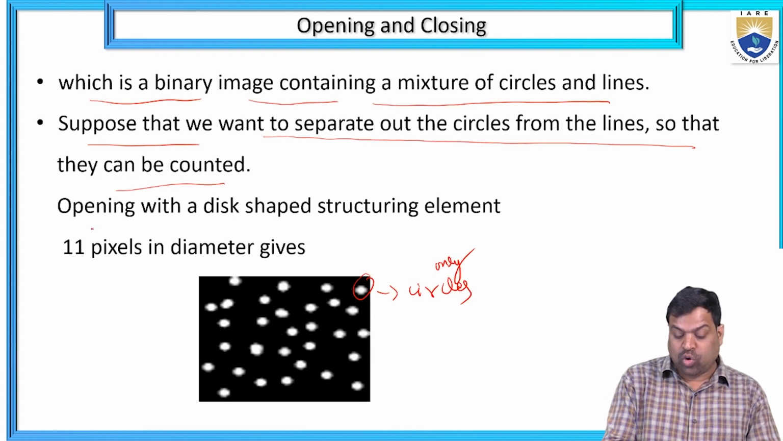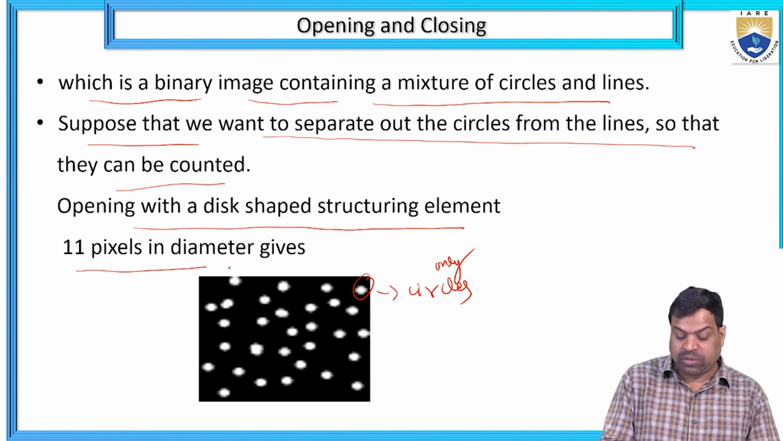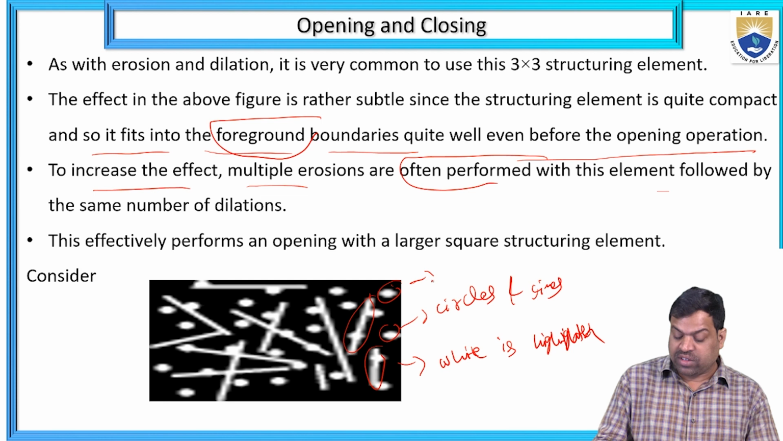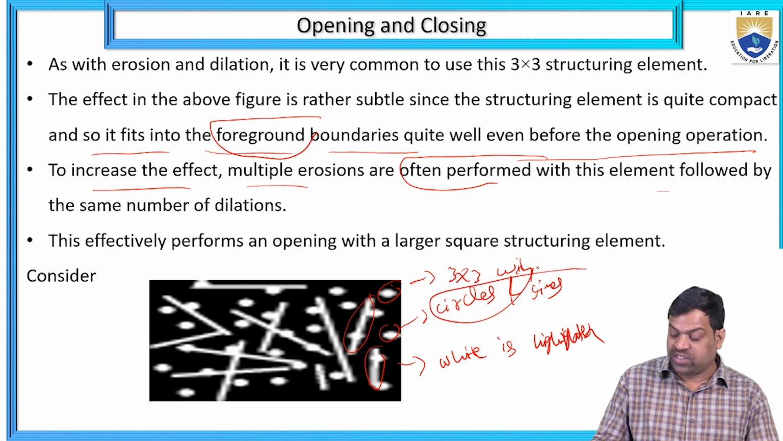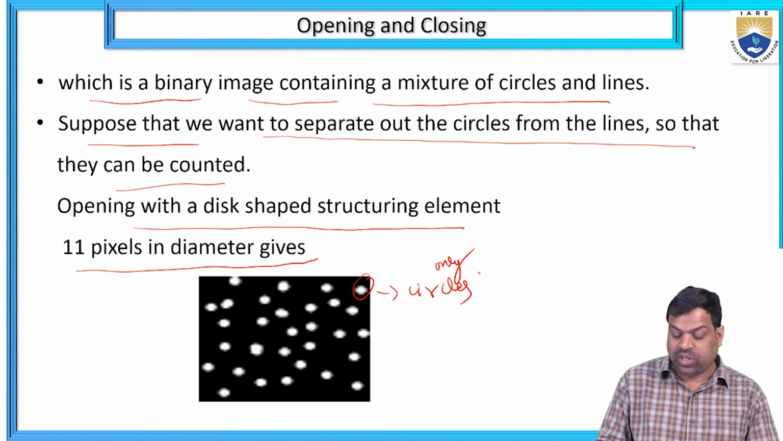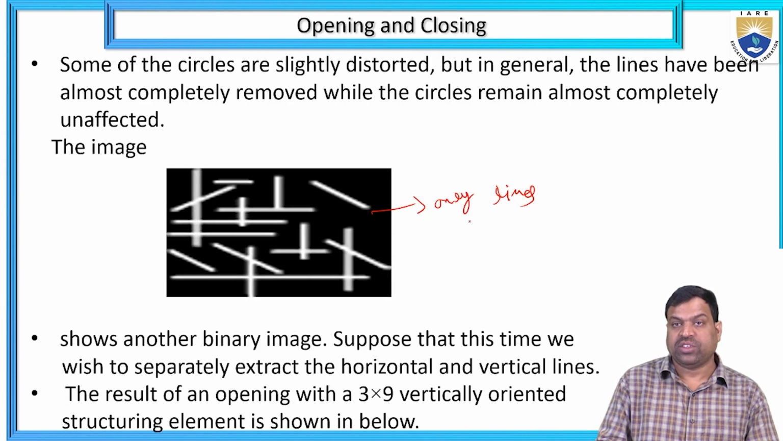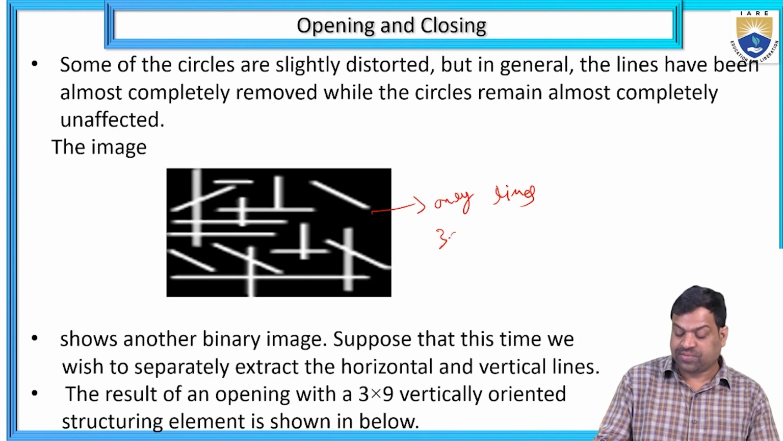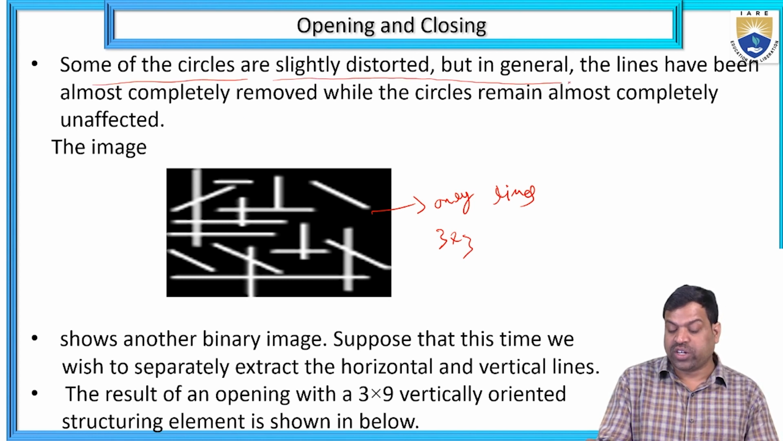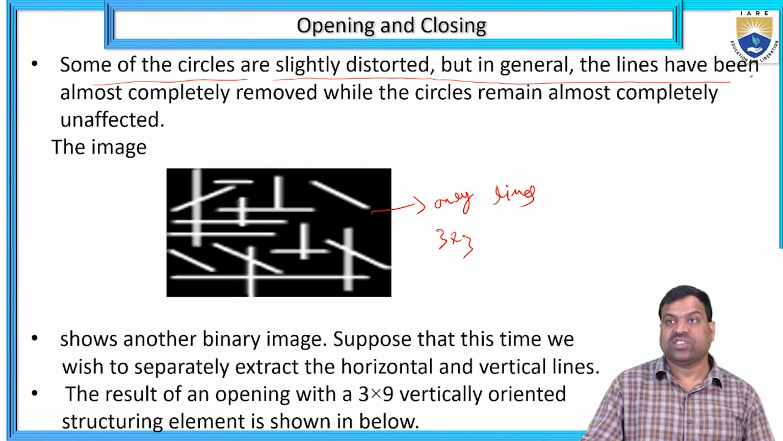Opening with a disc shaped structuring element 11 pixels in diameter is given. Here, the 3 by 3 matrix with circles and lines. Here, 3 by 3 with only circles. Here, 3 by 3 with only lines. Some of the circles are slightly distorted, but in general the lines have been almost completely removed while the circles remain almost completely unaffected.